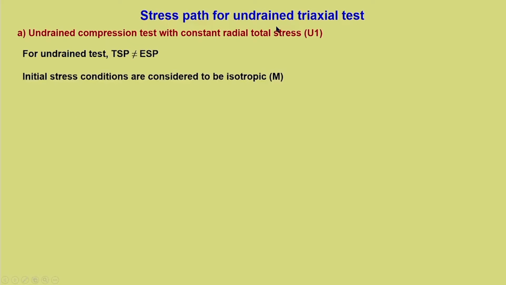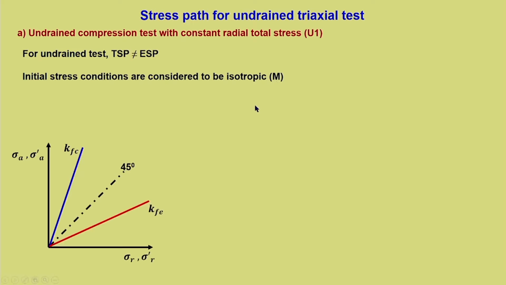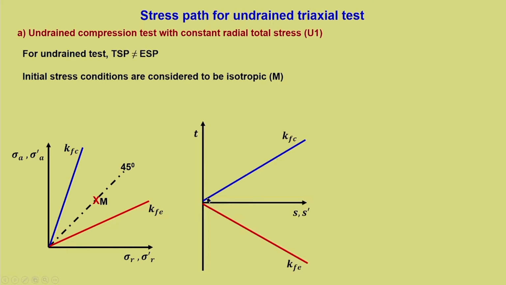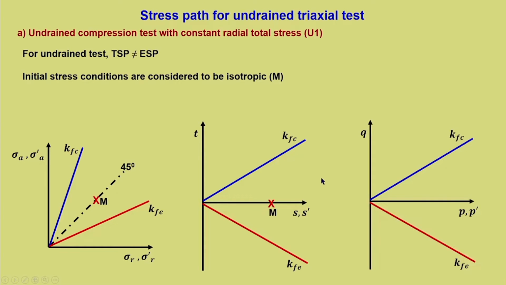Just like in normal triaxial testing, we always have the initial condition to be isotropic. So, let us start with isotropic condition M, and again we will discuss the 3 stress paths: one in axial-radial, the other one for t versus s dash, and the other one q versus p dash. So, this is the starting point, the isotropic condition. So, M is the starting point, like that we have for t-s dash and q-p dash.